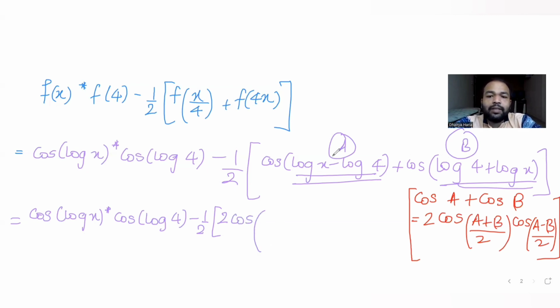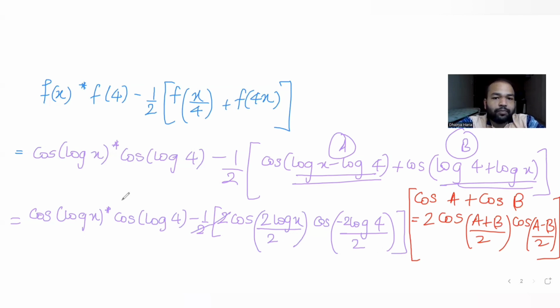So if I add this and this, log x minus log 4 plus log 4 plus log x. So log 4 gets cancelled. You get log x plus log x, 2 log x. So 2 log x upon 2 and cos of A minus B by 2. So log x minus log 4 minus log 4 minus log x. So log x gets cancelled. Minus 2 times log 4 upon 2. So 2 and 2 get cancelled out here.